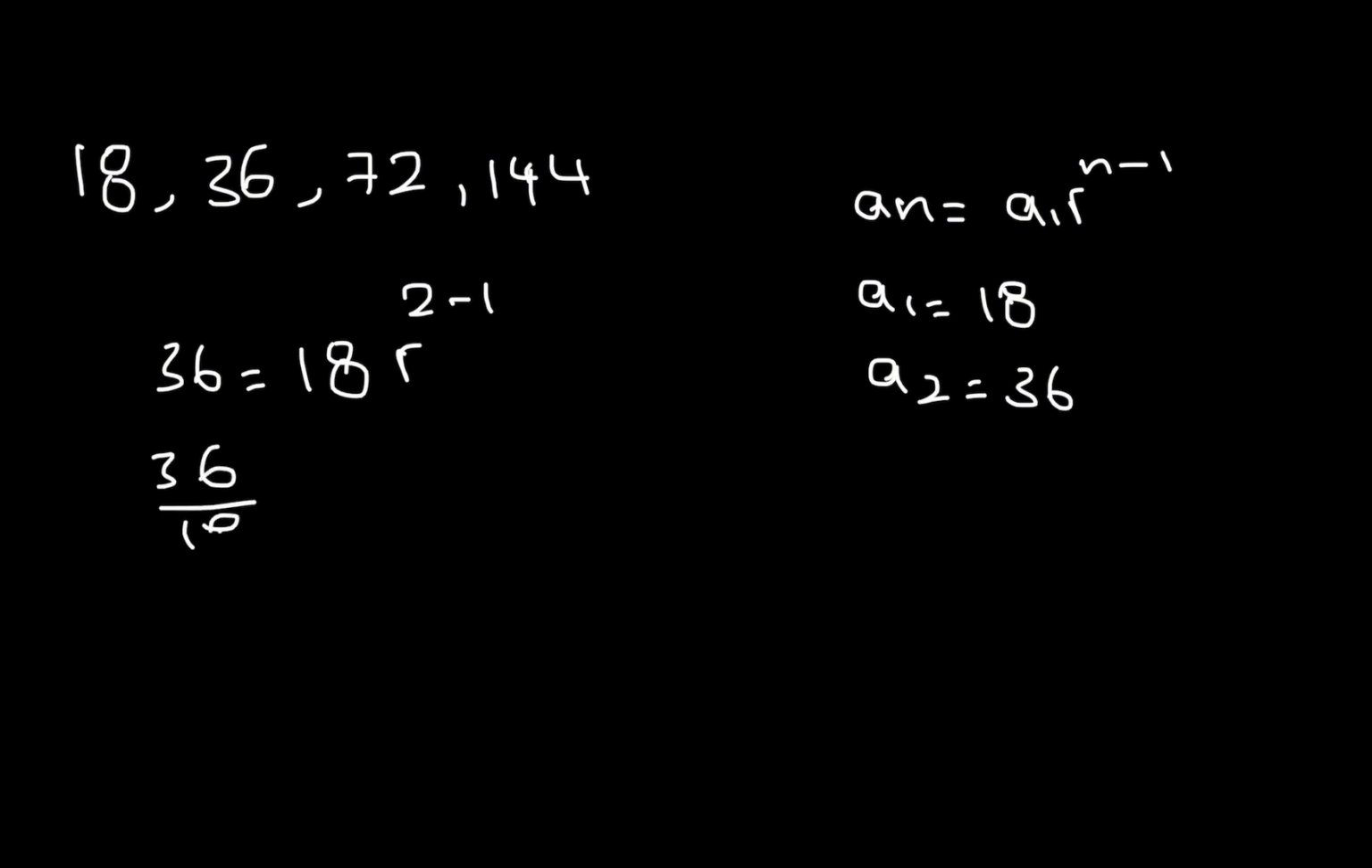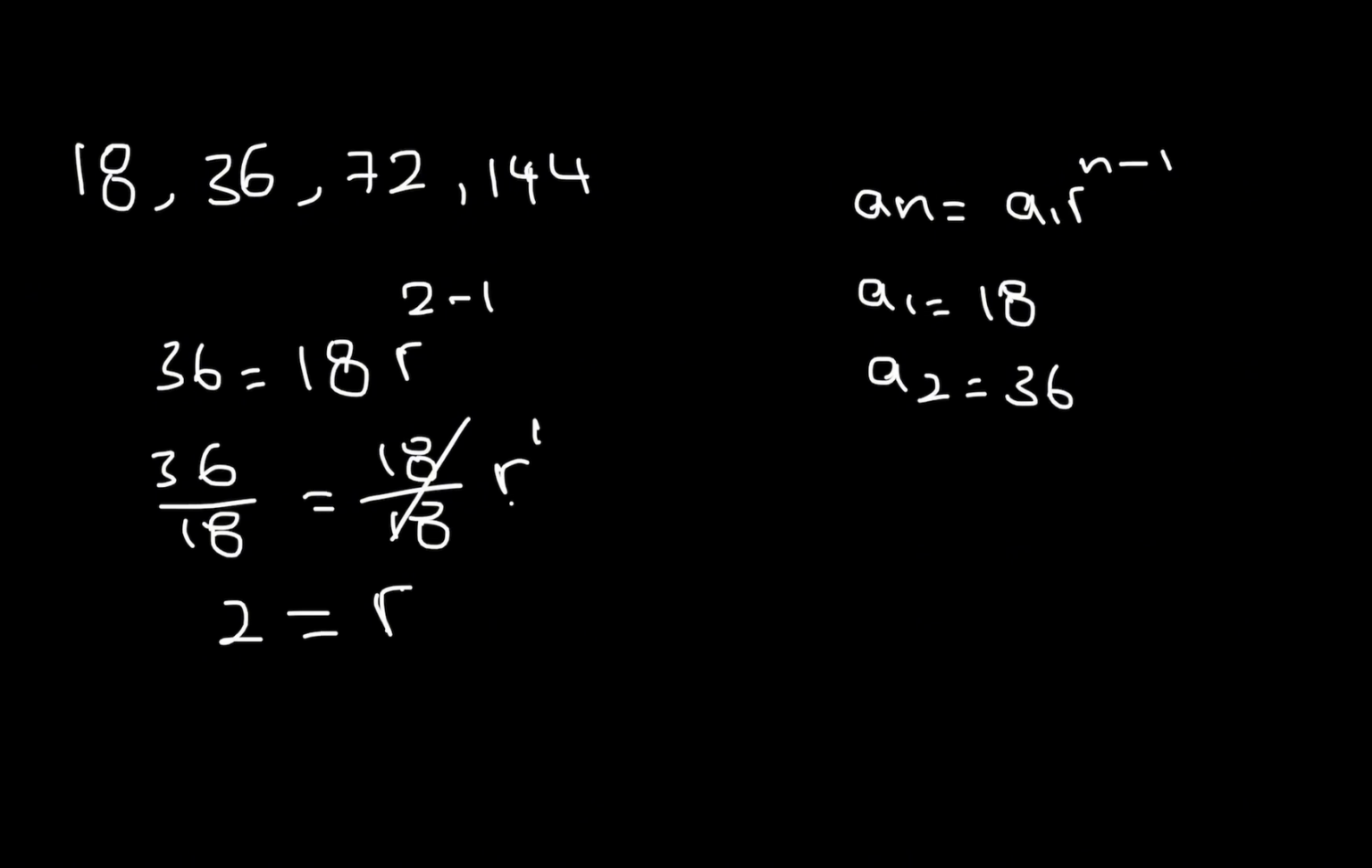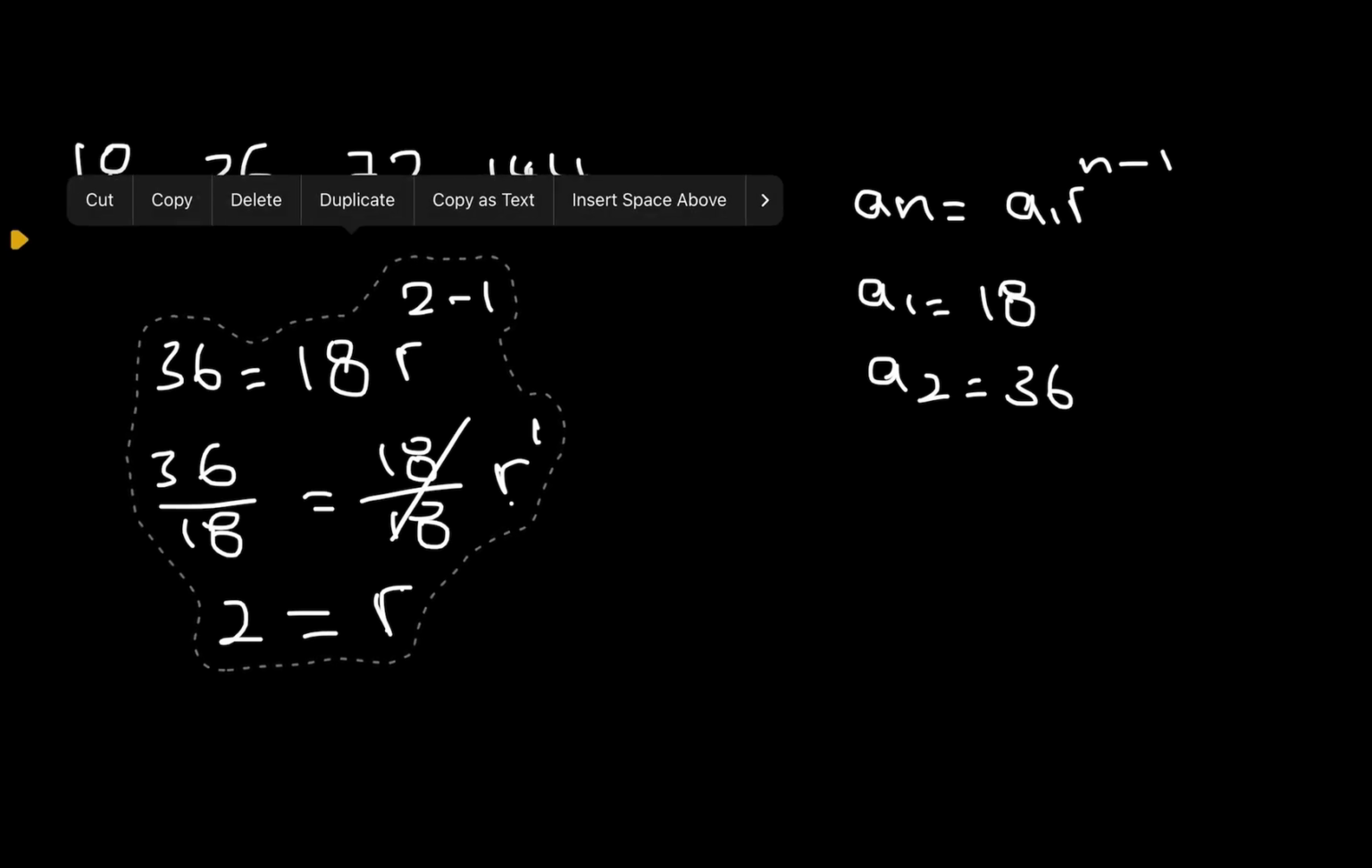36 over 18 equals 18 divided by 18 multiplied by r to the power of 1. So this obviously cancels. 36 divided by 18 is 2 equals r to the power of 1, which is just r. Therefore, the common ratio is 2. So now you know how to identify an arithmetic and a geometric sequence.